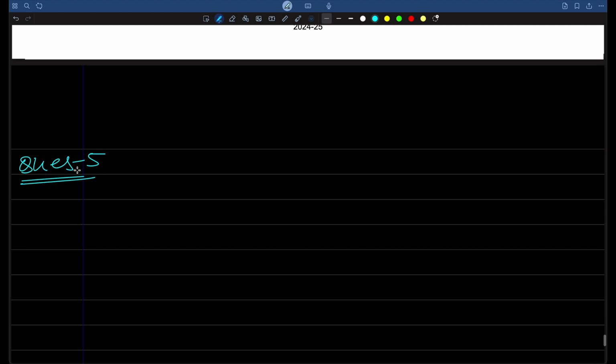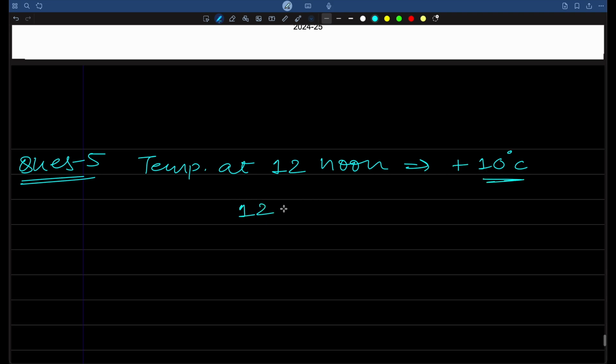First let us note down what is given in the question, that is temperature at 12 noon was 10 degrees Celsius above 0. We have 12 noon, which is 10 degrees Celsius above 0. So we have plus 10 degrees Celsius. We can write 12 noon as 12 p.m. The temperature was 10 degrees Celsius.